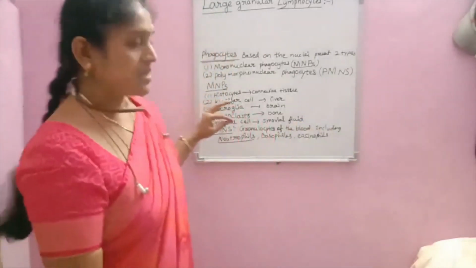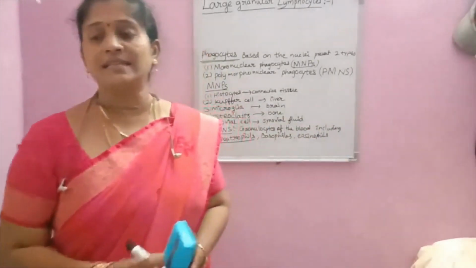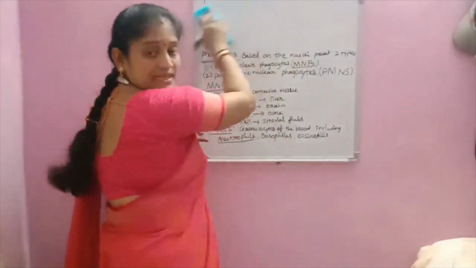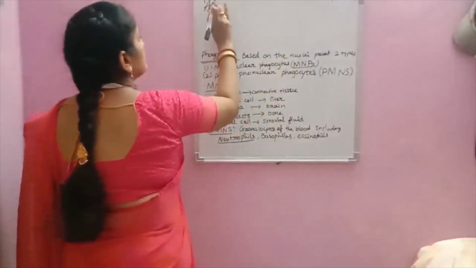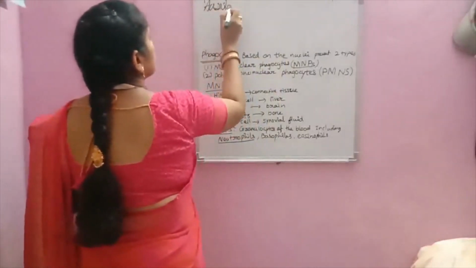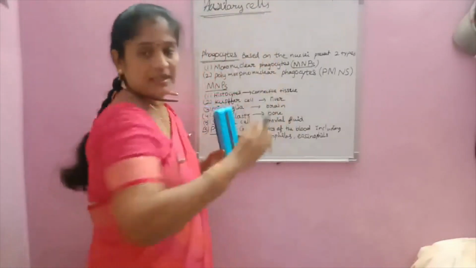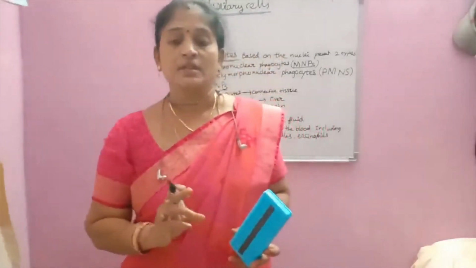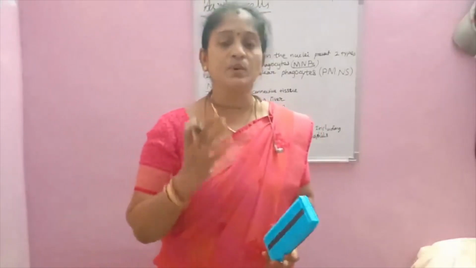The next one is auxiliary cells. Auxiliary cells are the cells that help lymphocytes in the immune system. So they are called auxiliary cells, which means they help in the immune response.